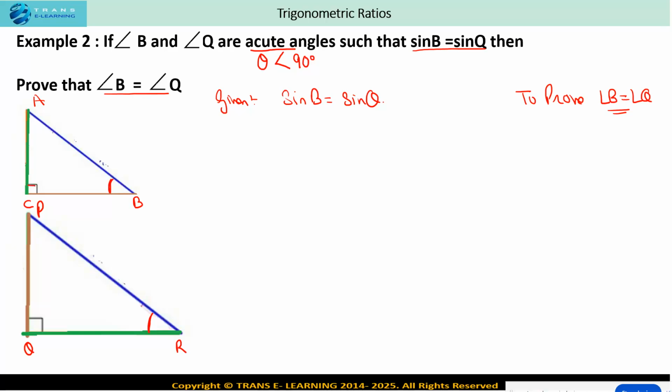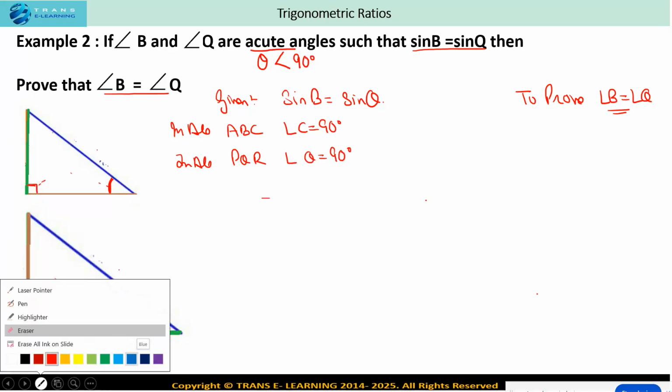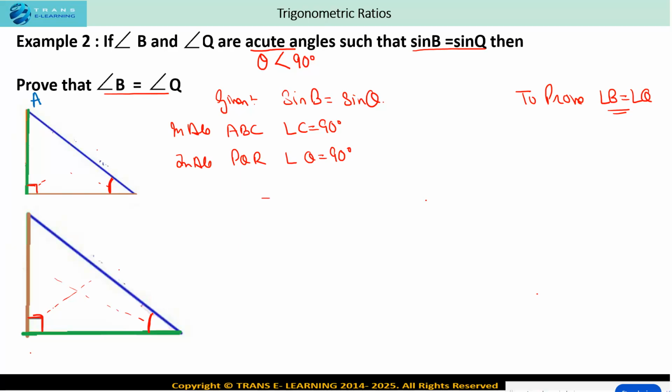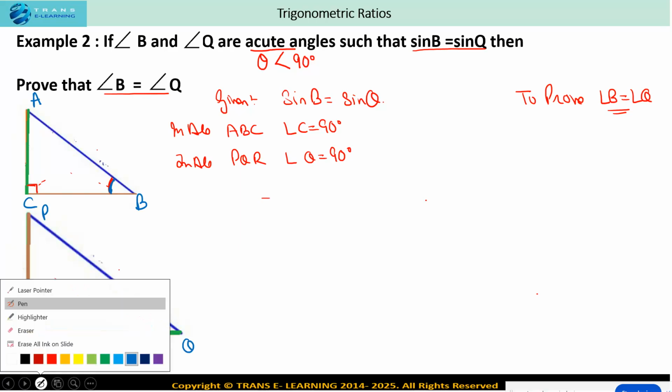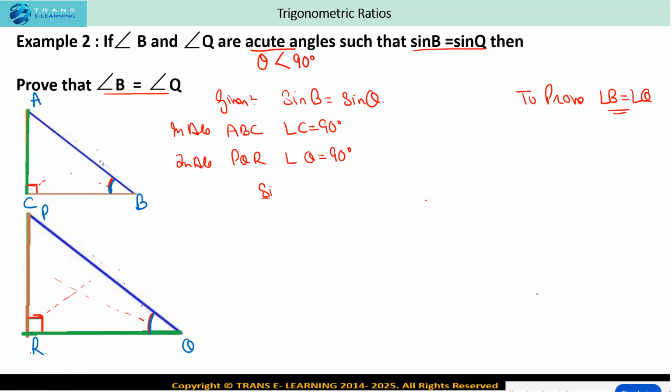This is right angle at C. So in triangle ABC, angle C is 90 degree, and in PQR angle R is 90 degree. So here, first of all, I'm going to take the two triangles. Let this be triangle A, C and B. This is acute angle at B. And then we are going to consider this P, R and Q. This Q is your acute angle. See what is given to us. It is given to us that sine B is equal to sine Q. Before that, we would like to label it.